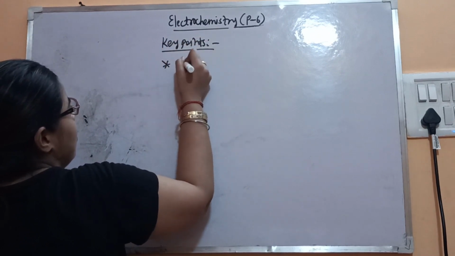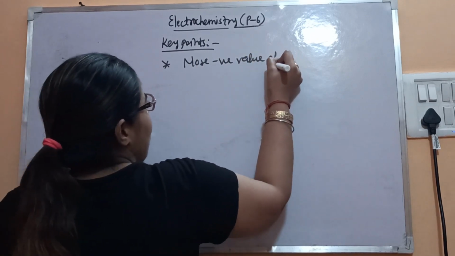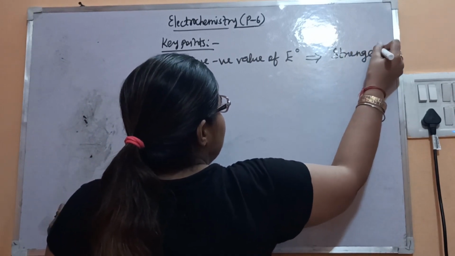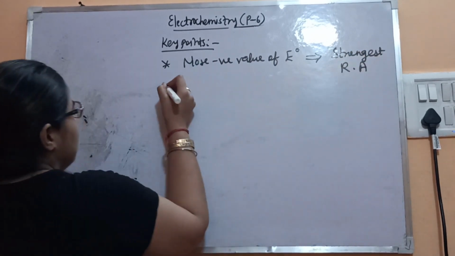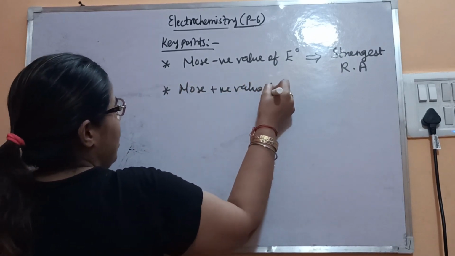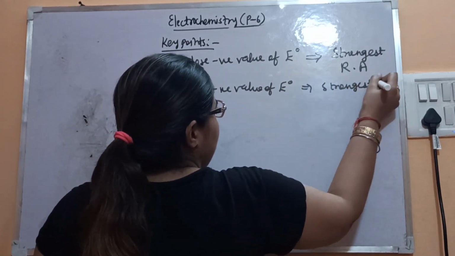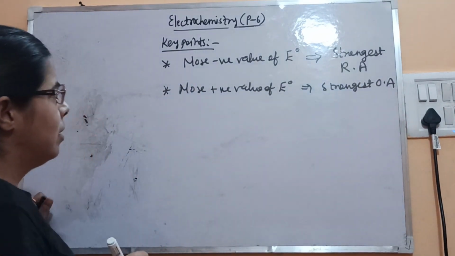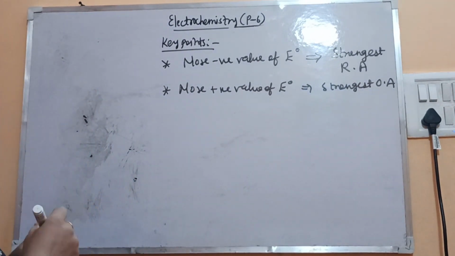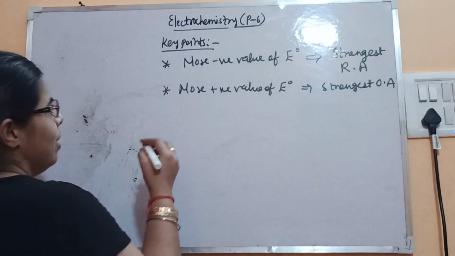Key points. More negative value of E naught indicates what? Strongest reducing agent. More positive value of E naught indicates strongest oxidizing agent. Okay. Now let's consider: more negative value of E naught, strongest reducing agent, and more positive value of E naught, strongest oxidizing agent. Okay.